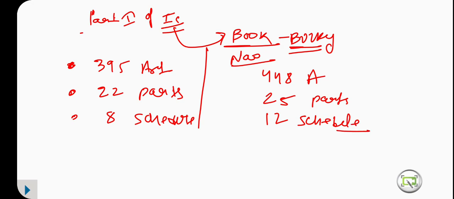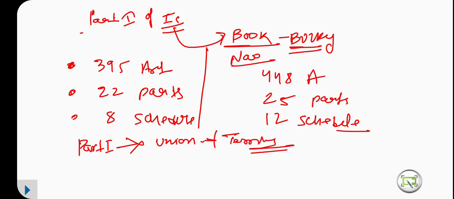So remember, the Indian Constitution is a book and it is divided into various parts. When we look at any book, we find that it is divided into various parts. For example, Part 1 of the Indian Constitution deals only with the Union and its territory. Part 1 does not talk about anything else except Union and territory.